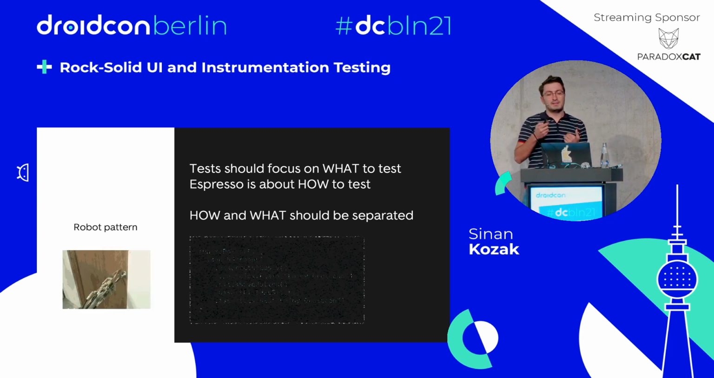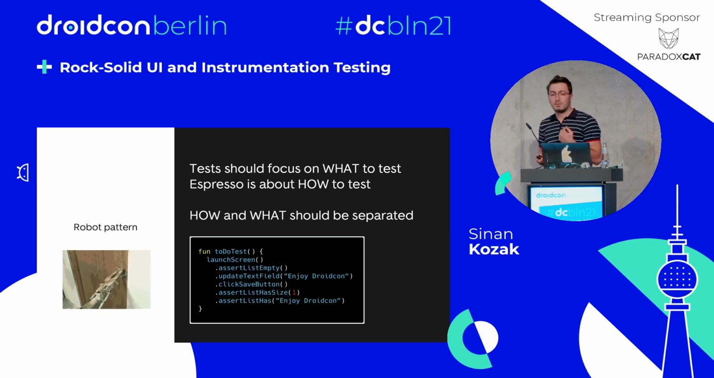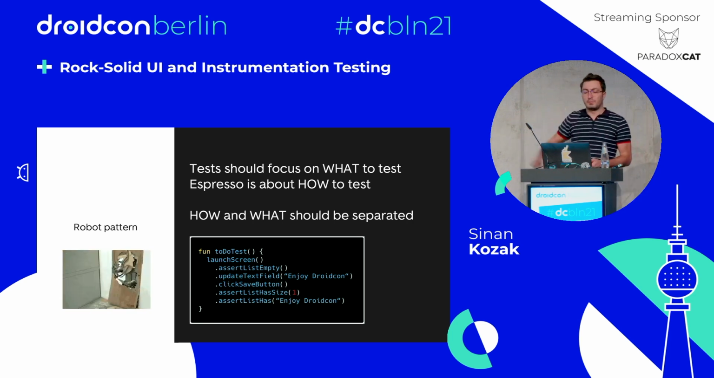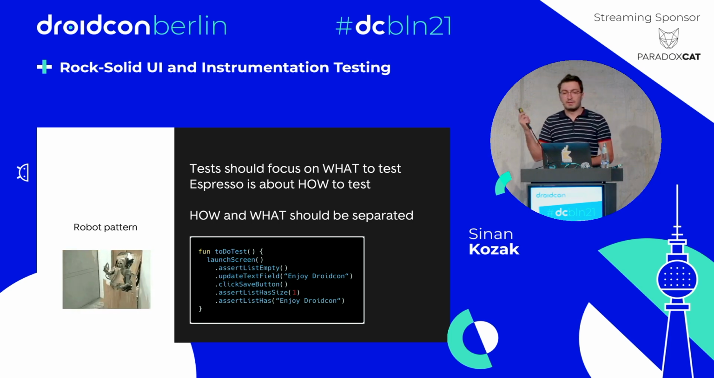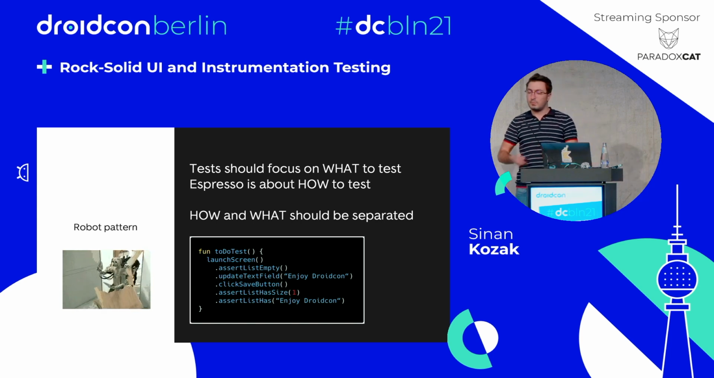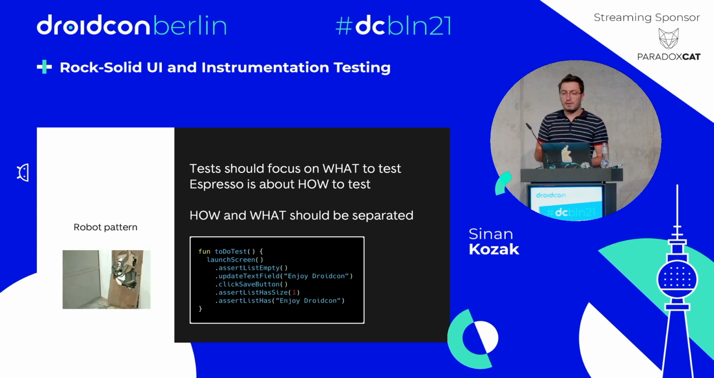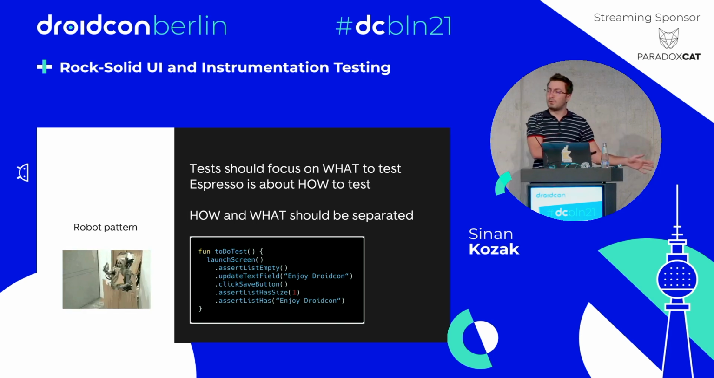And when we write a test, it should look like this, because we would like to see what we need to test. If you look at the to-do application example, we can say that we would like to launch a screen, assert the list, update the text view, and do some actions, but none of them is actually about how to do it. How to do it should be hidden in some other place.